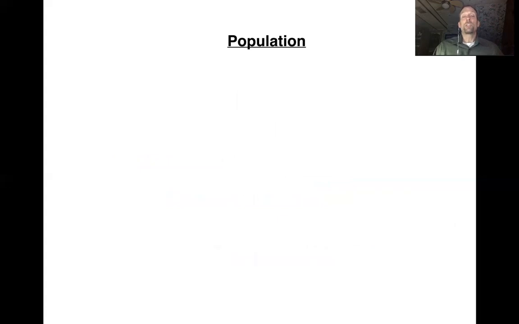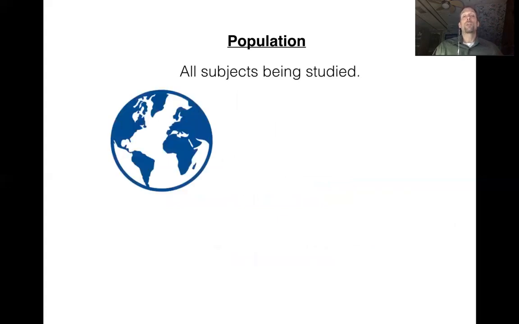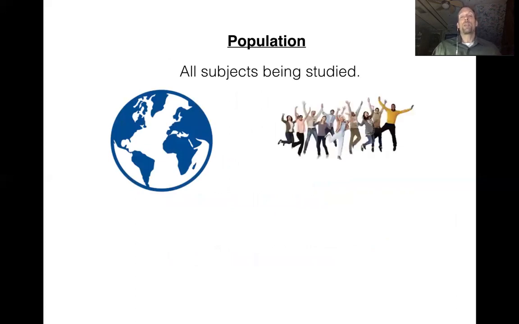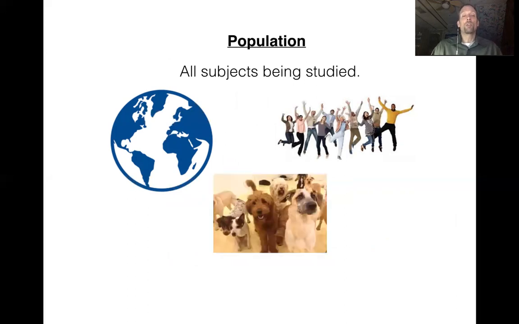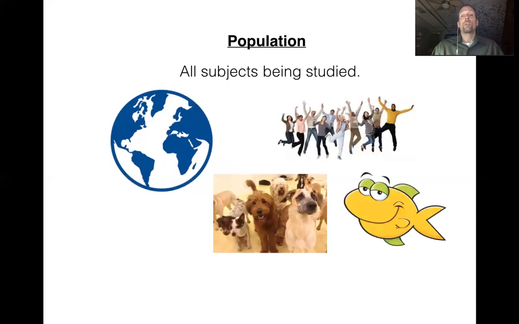In statistics, a population, simply put, consists of all subjects being studied. And the population might be all the people taking Mat 150, or everybody that's a Bergen Community College student, or it could even be all the people in the United States. Now, it doesn't have to be just people. It could also be all the dogs in New Jersey, or all of the striped bass in the Hudson River.